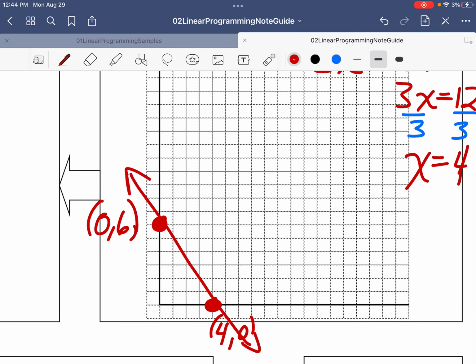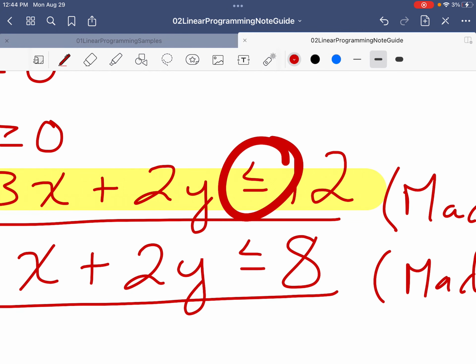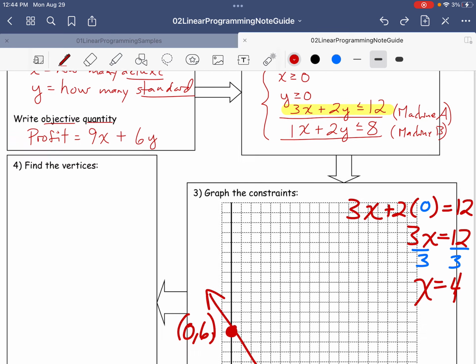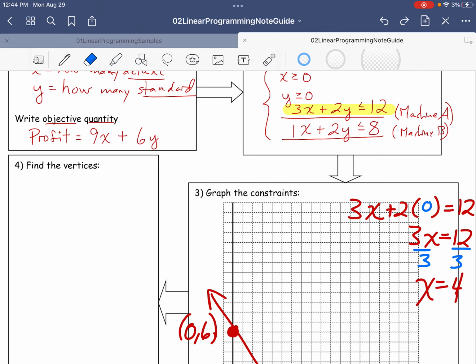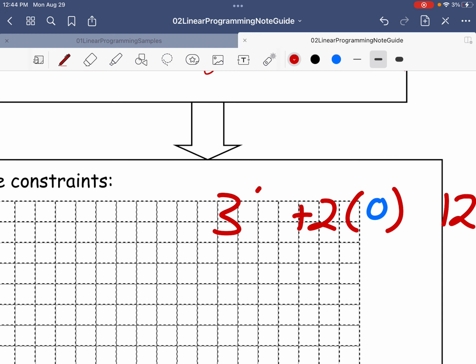Now we call that the boundary line, but remember that this was a less than problem. It was less than 12. So what we need to do now is use a test point to see where you actually want to shade. Now when you use a test point, you do want to go back to the original inequality. What I mean is you actually want to go back to the less than sign.